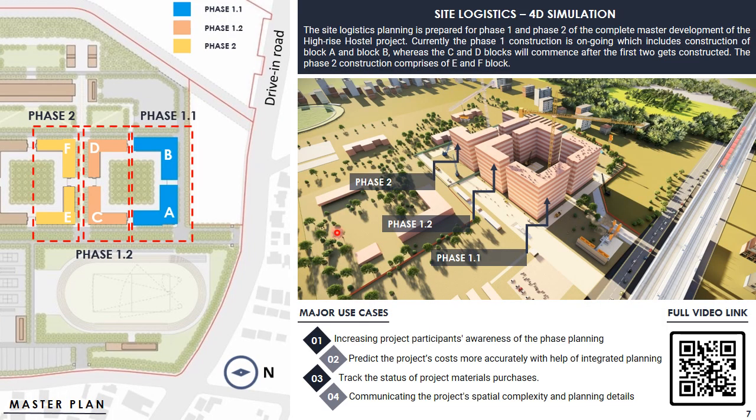Now we have come to one of my favorite exercises in the semester. This is a 4D simulation done for planning the site logistics for the next phase of the project. Our project master plan consists of 16 blocks in total. Now they have started only two blocks, that is A and B. So through this exercise, I tried to show how shifting of logistics happens after completion of phase 1 to the next phases, that is C, D, E, and F blocks.